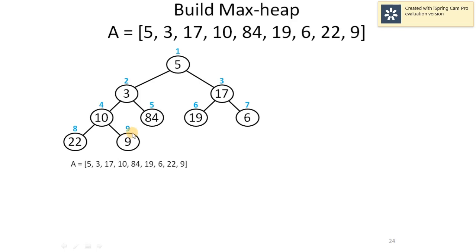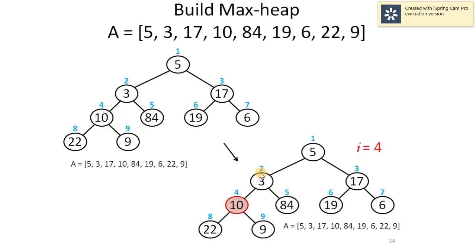So leaf values will be present from index position floor(n/2) plus 1. n by 2, the floor value: 4.5 floor will give me 4, plus 1 is 5. So from index position 5 to index position 9, we will have leaf nodes. There is no need to execute the max heapify function for them. So we will start with index position 4. So i equals 4.